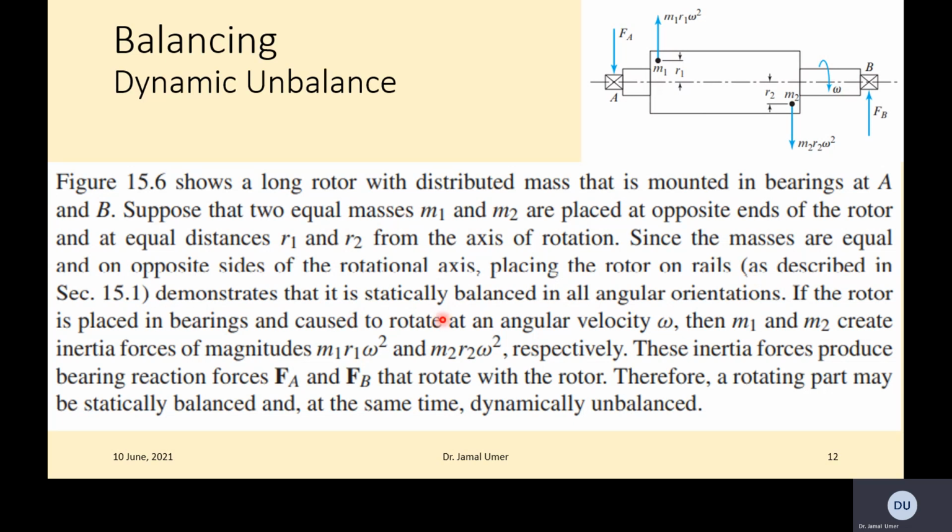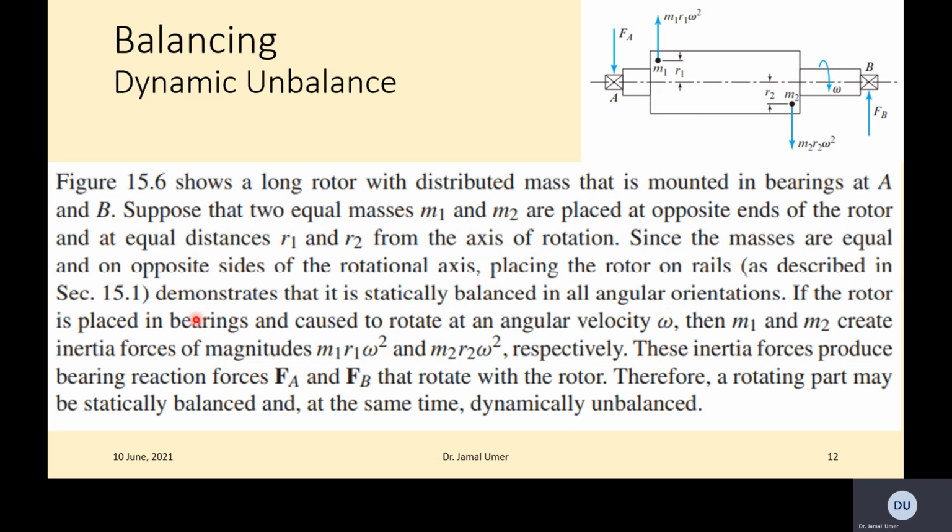Demonstrate that it is statically balanced in all angular orientations. So it will be balanced if the rotor is placed in bearings and caused to rotate. So you see, this is a very good example where the part is in static balance.